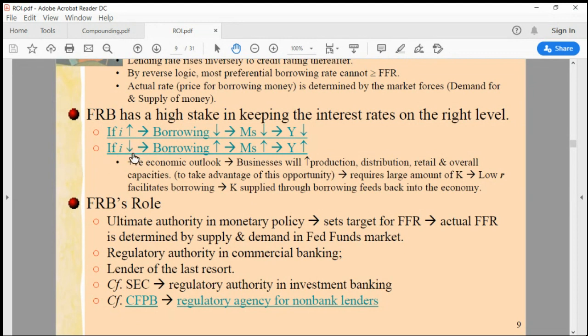However, the opposite is exactly the mirror image, right? If the interest rate goes down, credit goes up, borrowing goes up, lending goes up, money supply goes up, and which stimulates the economy. So this is something that might seem quite counterintuitive to a lot of you because I was like that.